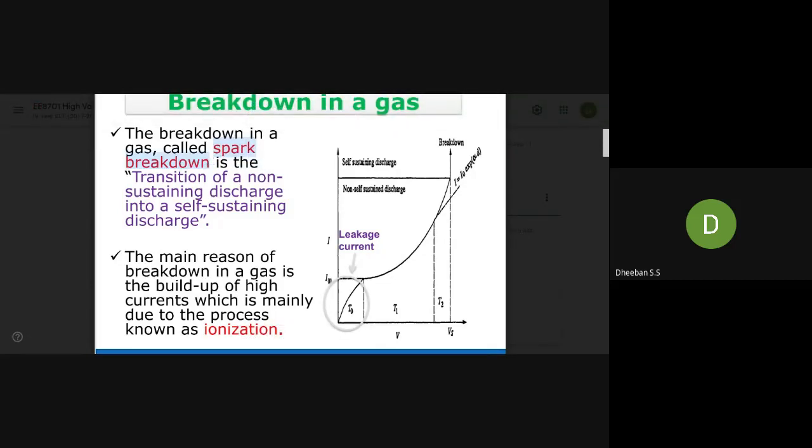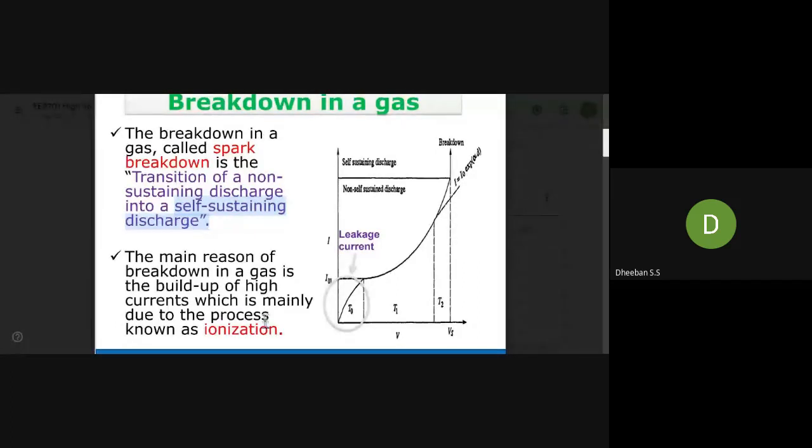What it refers to is a transition of a non-sustaining discharge into a self-sustaining discharge. You have to know the difference between the non-sustaining discharge and a self-sustaining discharge. For self-sustaining discharge, the example we can say is lightning. Lightning comes under self-sustaining discharge because the ions in the lightning increase in an exponential manner.